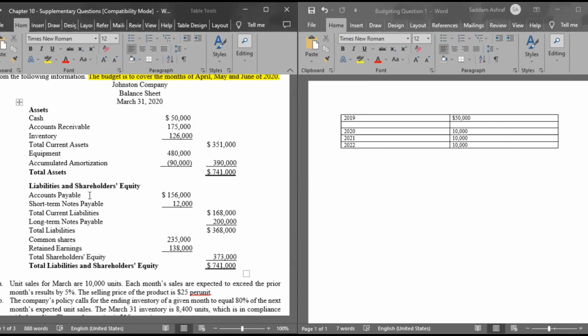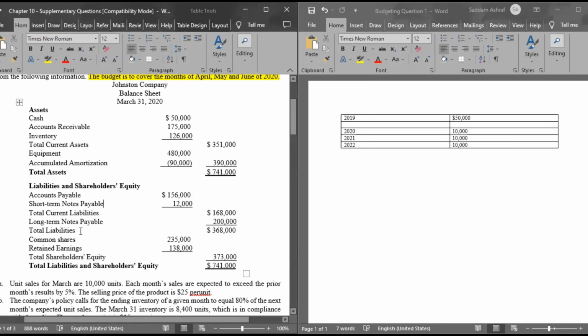Next, short-term notes payable. Notes payable is also a type of payables, but these are payables for which we have made a written agreement. We also need to pay a specific rate of interest on notes payable, but interest is not paid on accounts payable. Then there is long-term notes payable. Long-term notes payable are the payables we need to pay after 1 year. And if we have to pay the note within 1 year, it will be known as short-term notes payable.